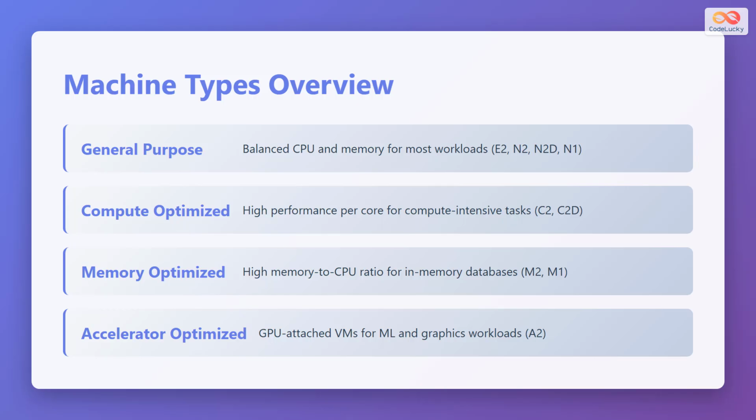Memory-optimized machines, including M2 and M1 series, offer a high memory-to-CPU ratio perfect for in-memory databases and analytics. Finally, Accelerator-optimized machines, like the A2 series, come with attached GPUs designed specifically for machine learning training and graphics-intensive workloads.